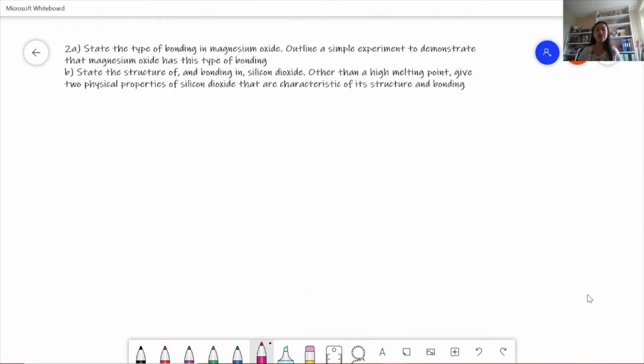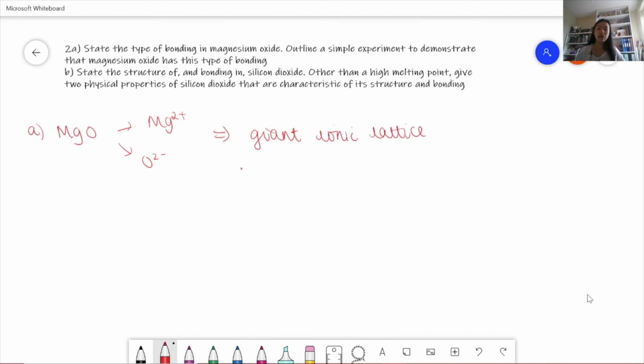Before I move on to question 2, feel free to click off the video and try it for yourself first. So for A, state the type of bonding in magnesium oxide and outline a simple experiment to demonstrate that magnesium oxide has this type of bonding. And so magnesium oxide is made up of Mg2 plus ions and O2 minus ions because it's a metal and a non-metal. And so this leads us to think that it's a giant ionic lattice. And so ionic bonding is present.